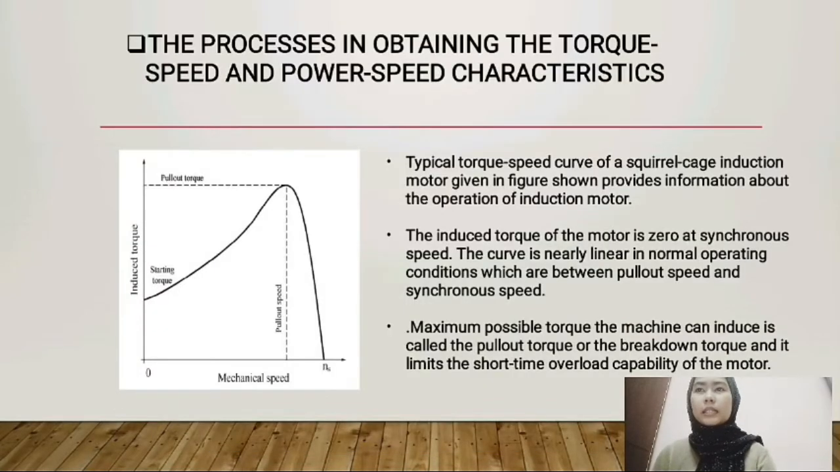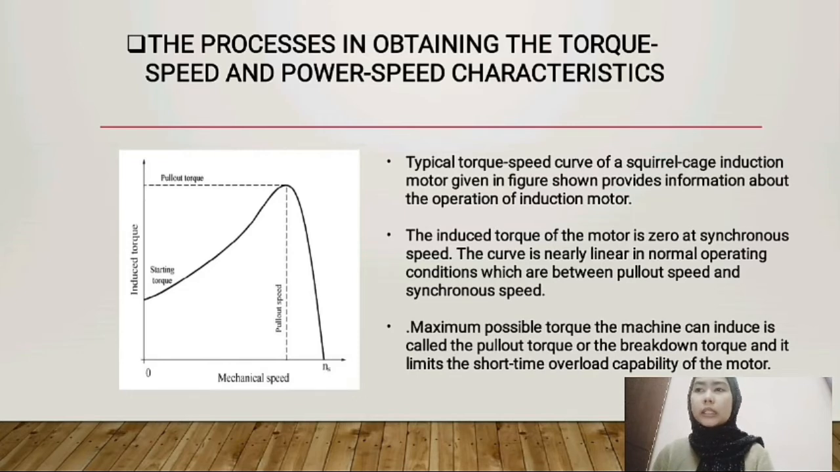Next is the third stage, the process in obtaining the torque speed and power speed characteristic. The typical torque speed curve of a squirrel cage induction motor, given in the figure shown, provides information about the operation of the induction motor. The induced torque of the motor is 0 at synchronous speed. The curve is nearly linear in normal operating conditions, which are between pull-out speed and synchronous speed.